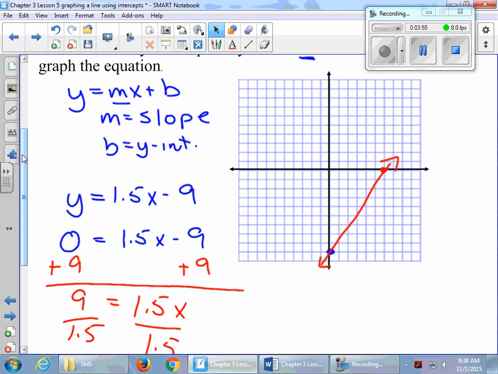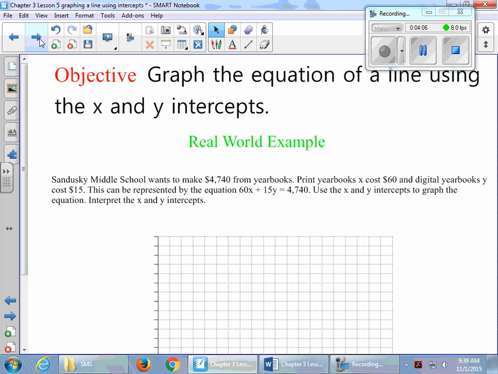Any questions? Once again, please write them down or review the video of how we found our y and x intercepts, and we'll go over them in class. Let's get on to a real-world problem for this lesson.